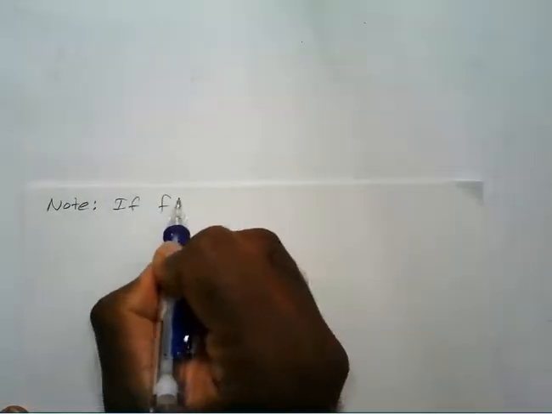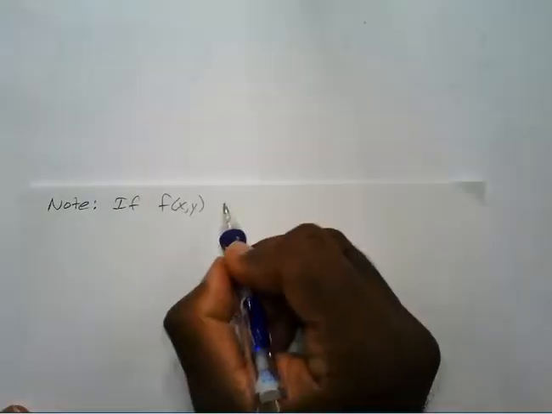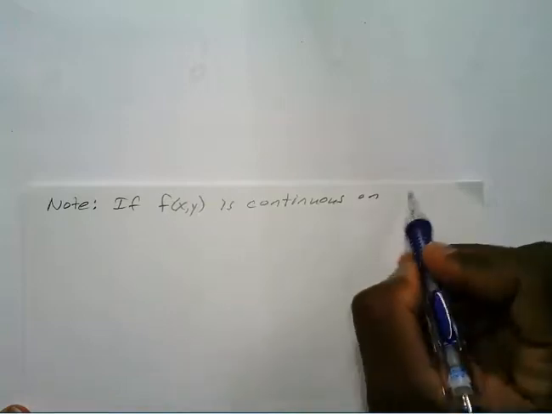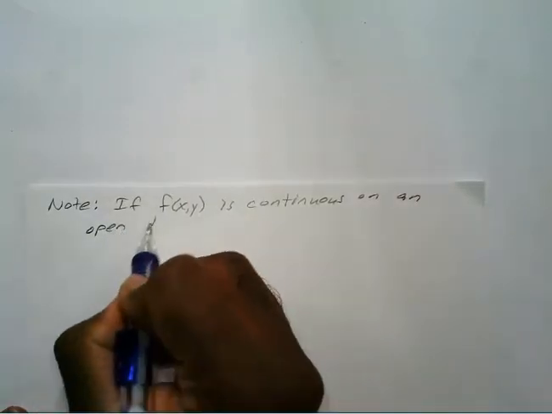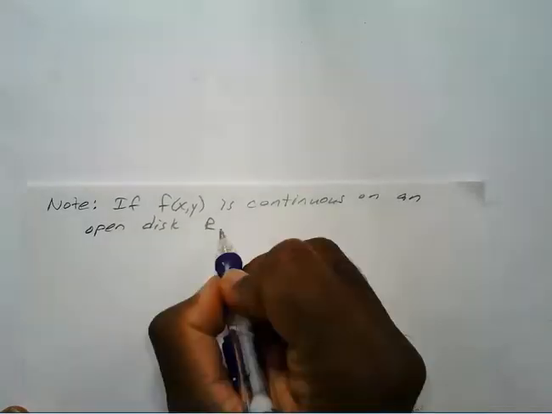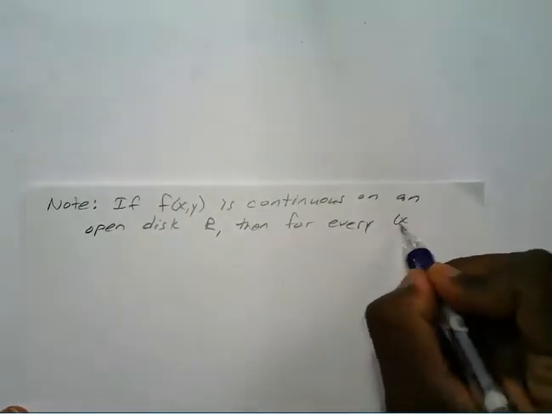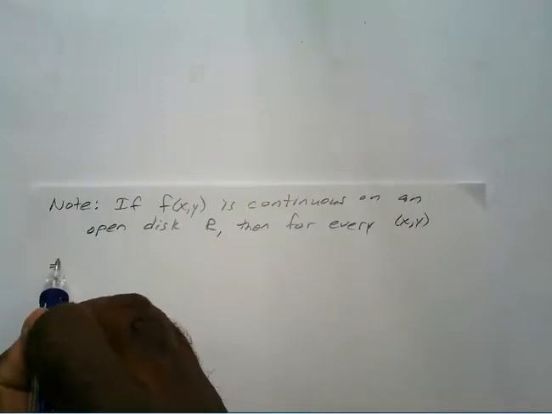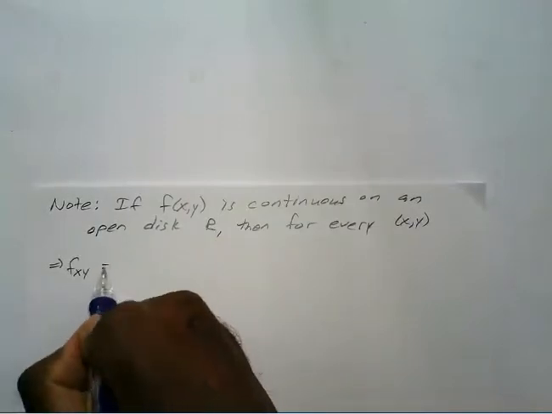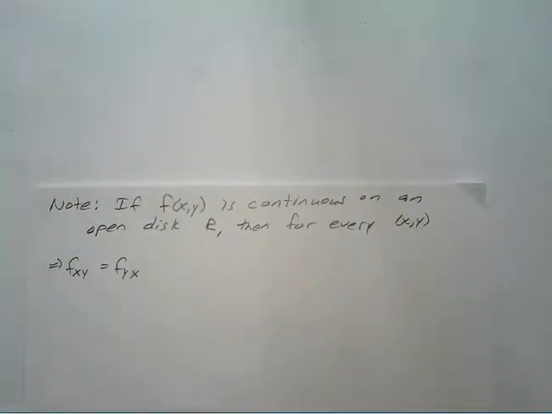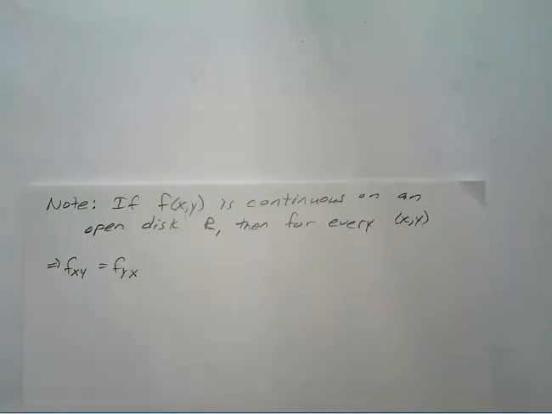Okay, so in other words, quick note: if your function f of x, y is continuous on an open disk that we'll call R, then for every x, y value, f of xy is going to equal f of yx. But only if your function is continuous.